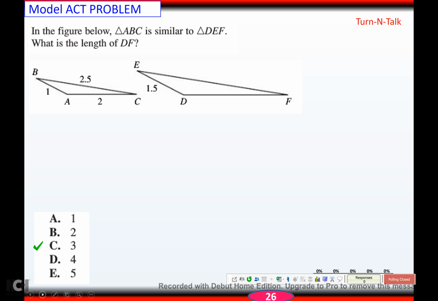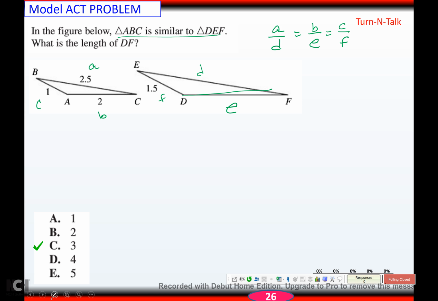And hopefully you got C. It says in the figure below, triangle ABC is similar to DEF. What is the length of DF? So they're wanting little e. Well, again, because of this statement, I know that little a corresponds to little d, little b corresponds to little e, little c corresponds to little f, and they're proportional. So I need e, which is in the same place as little b. So this is little b, this is little a, this is little c, little e, little f, little d.